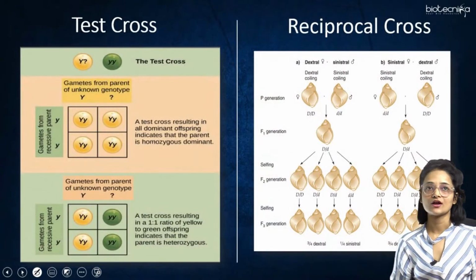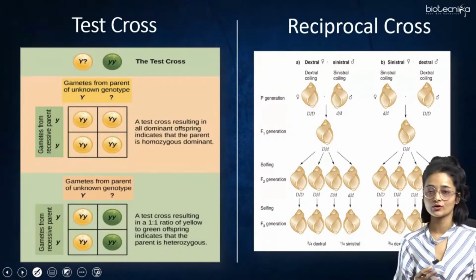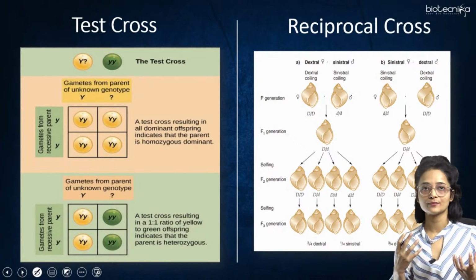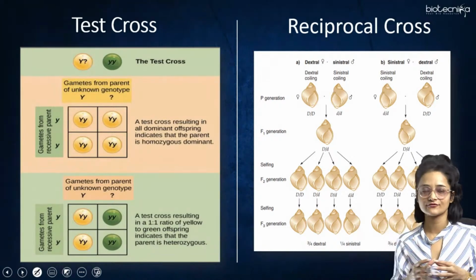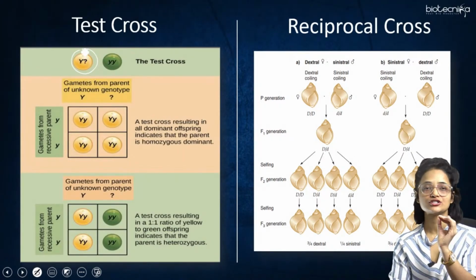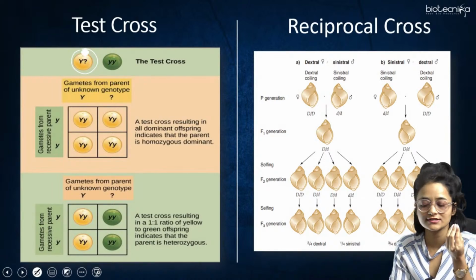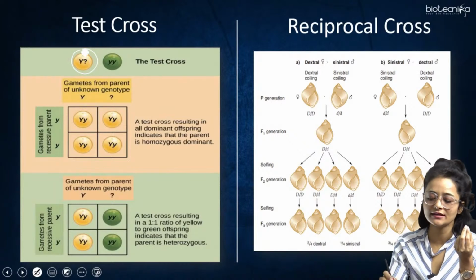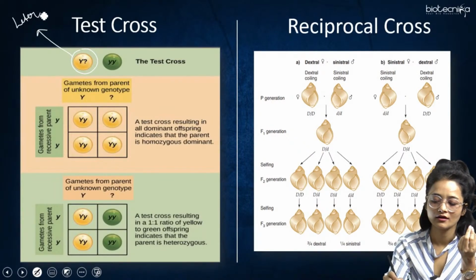Then comes the test cross. Now, what do we mean by the test cross? In a test cross, we cross one of the parents that produced the F1 generation with a recessive parent, right? This test cross is majorly used to know the genotype of the dominant parent. What is the genotype? It could be a heterozygous parent, or it could be a homozygous parent.